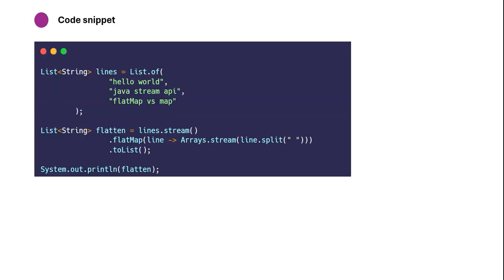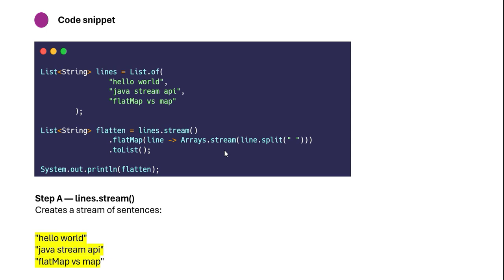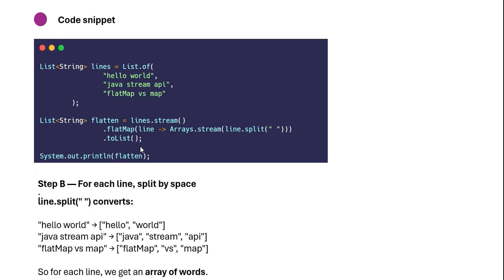So let's take an example using a code snippet here. We have a list of sentences, for example "hello world", "Java Stream API", and "flatMap as map". This is what we expect as an output. First, we create a stream of sentences using lines.stream, and for each of those lines, we split them.